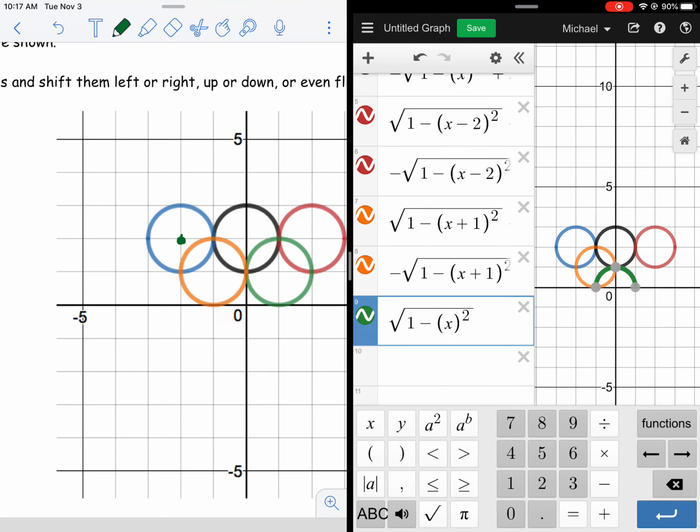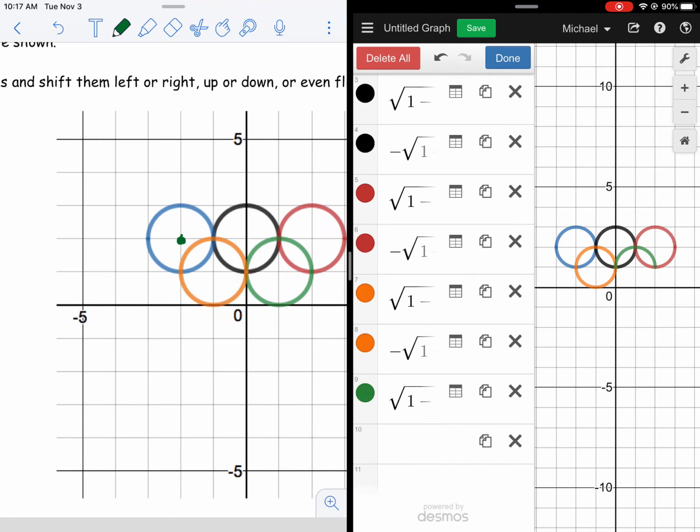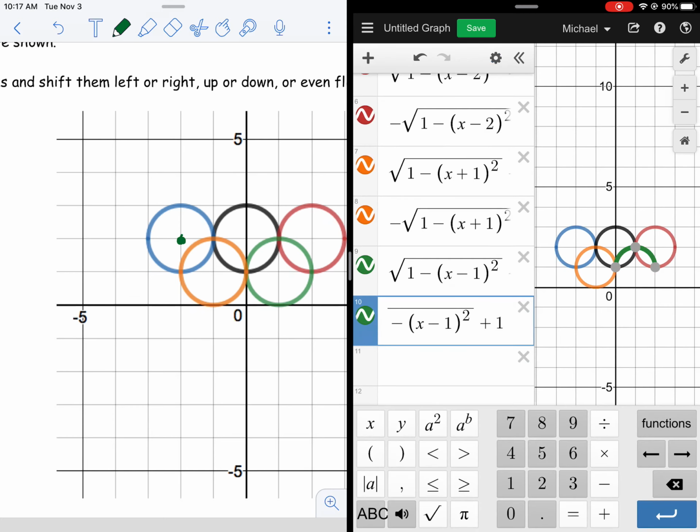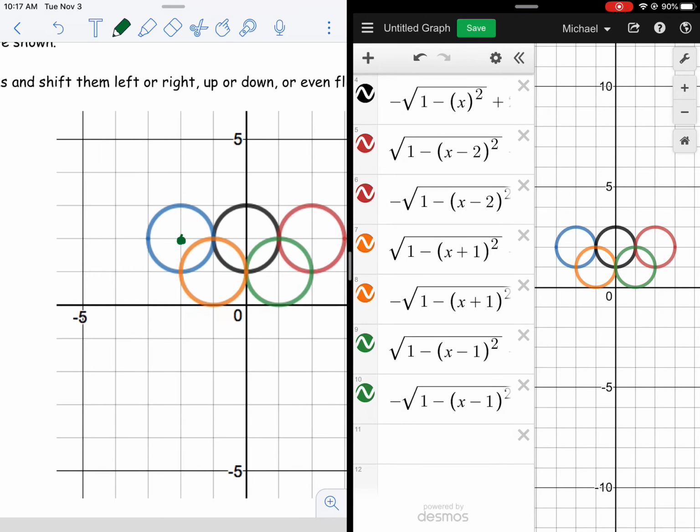And we are going to do to the right 1, and then up 1. Okay. Settings, copy, click out front, make it negative. There it is. Those are my Olympic circles.